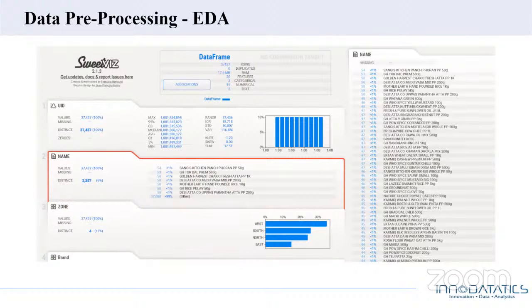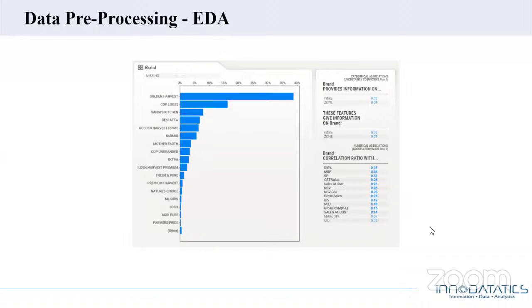Here we can see that there are 2,357 unique products in the name column without any missing values. The number of transactions for each product is also displayed on the right side window. Here we can see that the majority of the products being sold are of Golden Harvest. Then comes Coplus, Sanki's Kitchen, Desi Atta, Golden Harvest Prime, Karmic, Mother Earth, and so on.